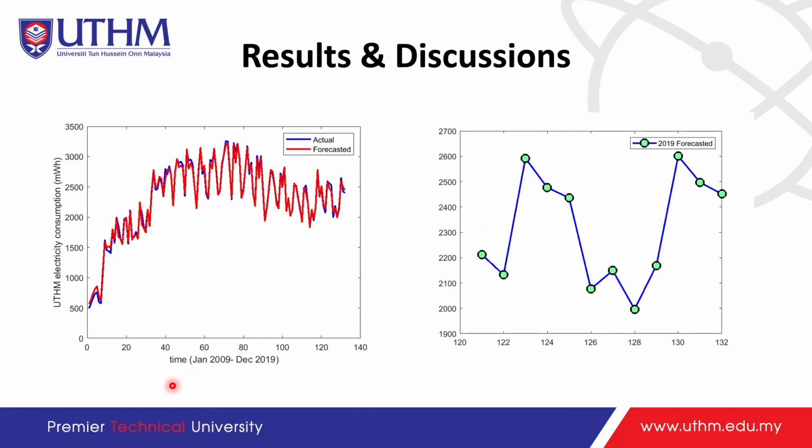This graph shows only the result from January 2009 to December 2019. For the recent data up to 2020, I haven't completed the February to December forecast. This is the old result that I obtained, where the blue shows the actual data, the red is the forecasted data, and this is the forecast for 2019 data.